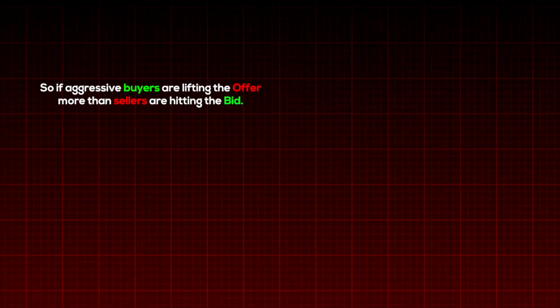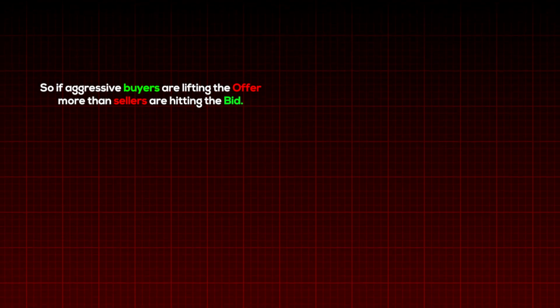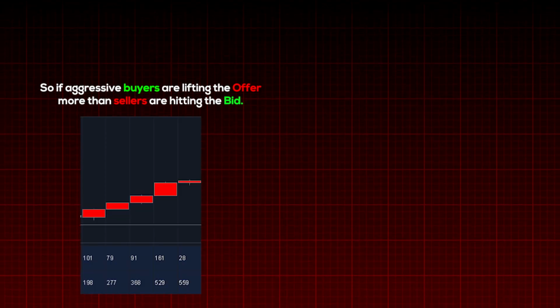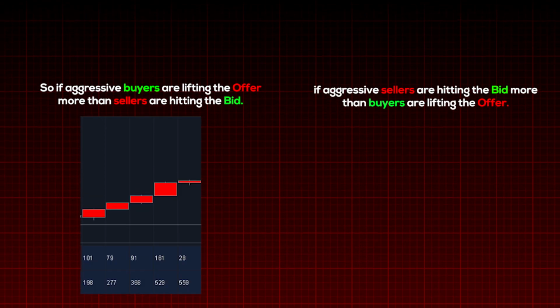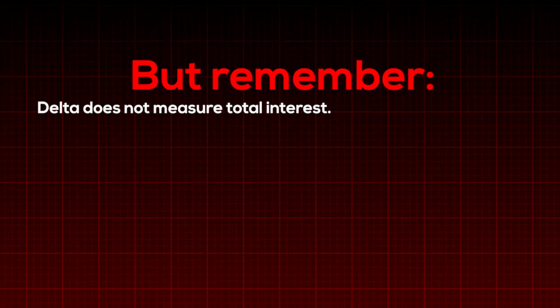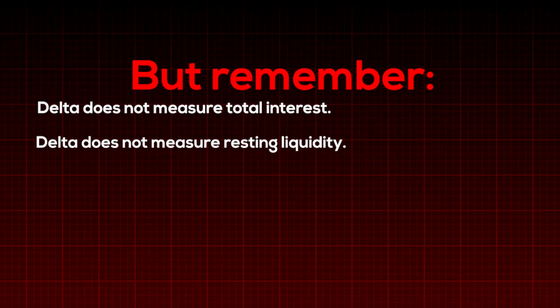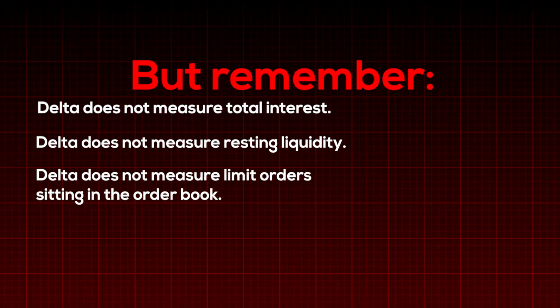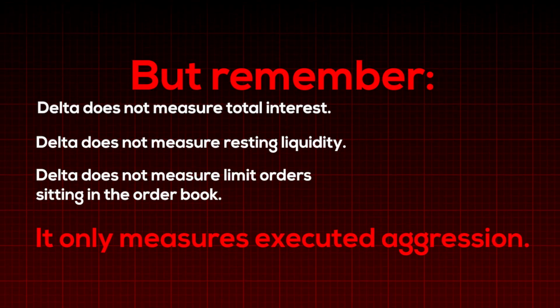So if aggressive buyers are lifting the offer more than sellers are hitting the bid, delta will be positive. If aggressive sellers are dominating, delta will be negative. But remember, delta does not measure total interest. It does not measure resting liquidity. It does not measure limit orders sitting in the book. It only measures executed aggression. And that distinction is crucial.